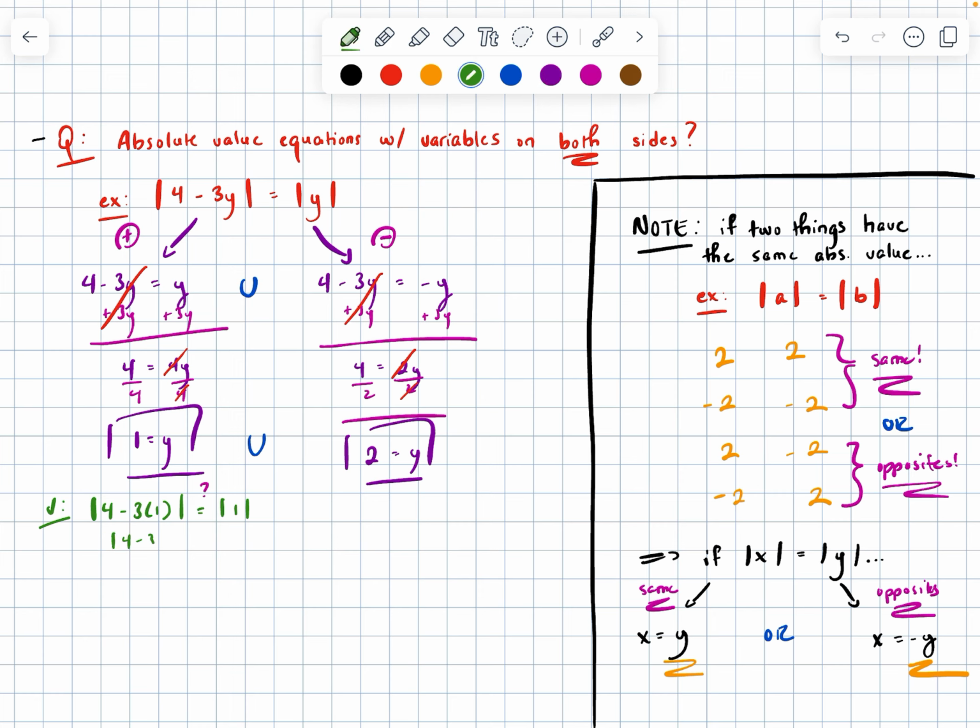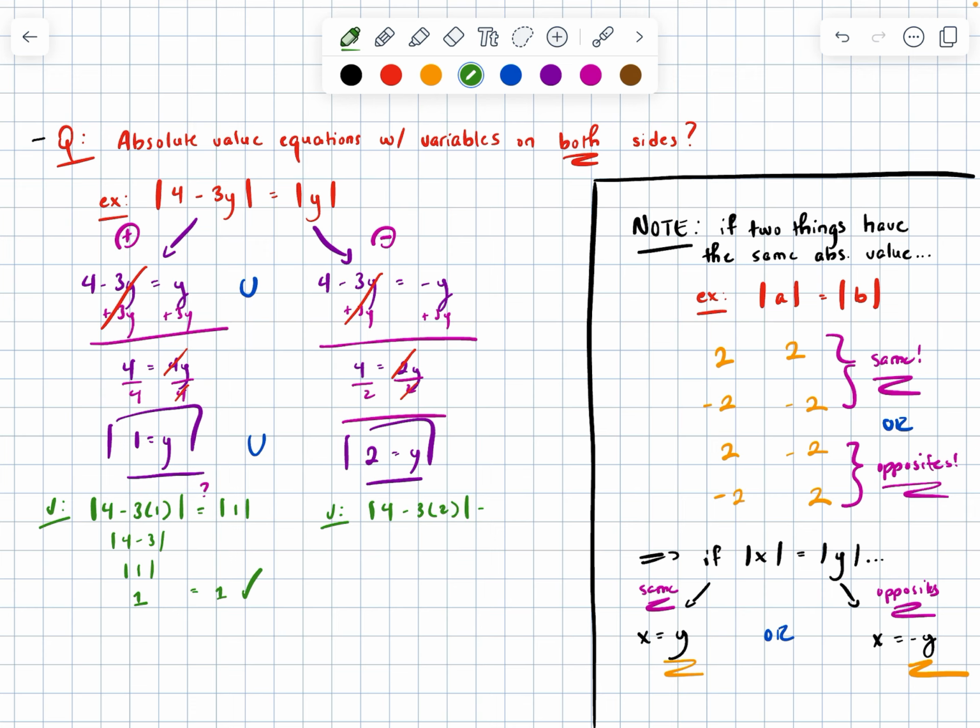So simplifying the left side, I've got the absolute value of 4 minus 3 times 1, which is 3. 4 minus 3 is 1, and the absolute value of 1 is 1. On the right side, the absolute value of 1 is 1. 1 is equal to 1. This is indeed a solution.